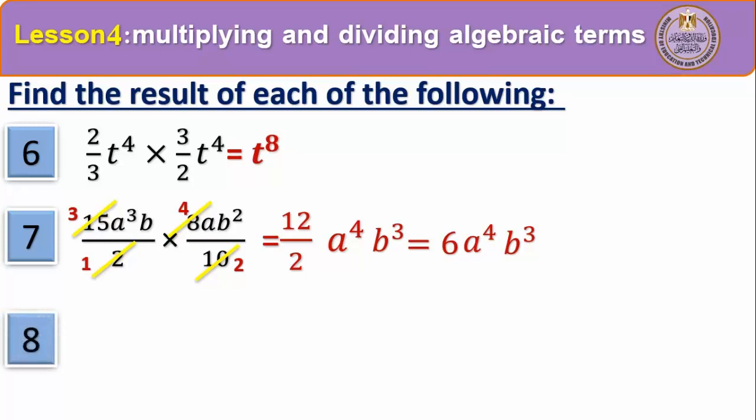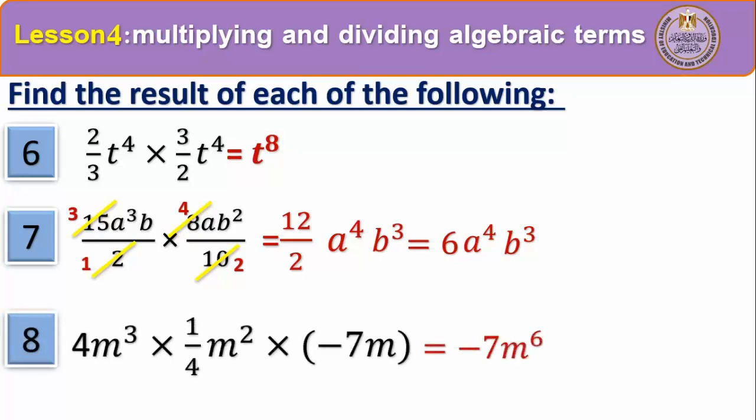Another example. We have 4m cubed times a quarter m squared times negative 7m. We have to multiply 3 algebraic terms. So we will multiply their coefficients at first. 4 times a quarter equals 1. 1 times negative 7 equals negative 7.